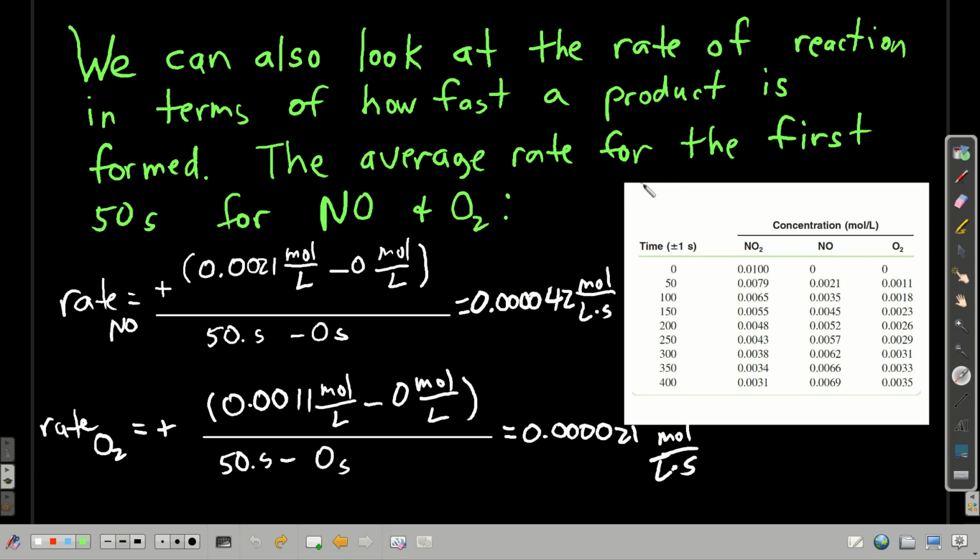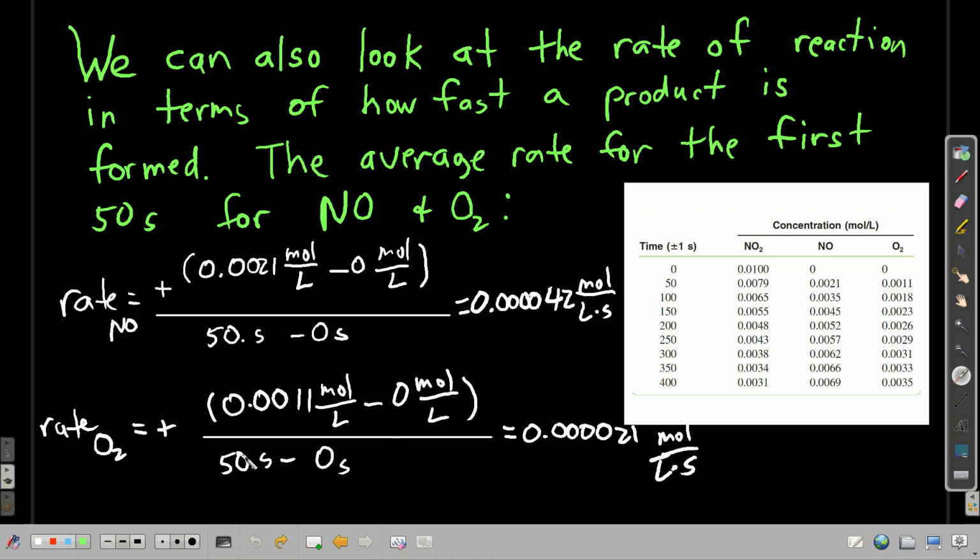Now, instead of looking at the disappearance of a reactant, we can look at the appearance of a product. For this specific reaction, if we look at the appearance of nitrogen monoxide and oxygen from the same table, the rate now is positive, we don't put the negative, because it's the appearance of a product. The negative's only there if it's a reactant and it's disappearing. So, final 0.0021 moles per liter minus 0 over the change in time gives us 4.2 times 10 to the minus fifth moles per liter per second, which is the same as the disappearance of the nitrogen dioxide.